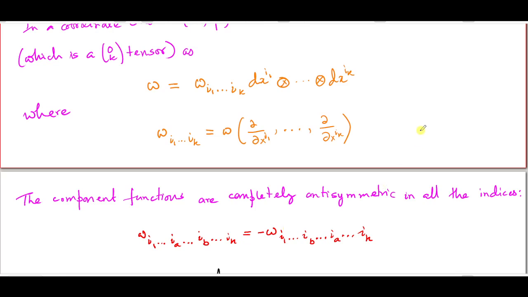That's easy to see because all you're really doing here is applying omega on del del x I1, then del del x Ia, del del x Ib, and finally del del x Ik to get to this. If you were to interchange these two, you would actually get this factor without the minus sign, of course. But if you were to interchange these two, because of the complete antisymmetry of omega, you will get a minus sign, which is of course the minus sign sitting here.